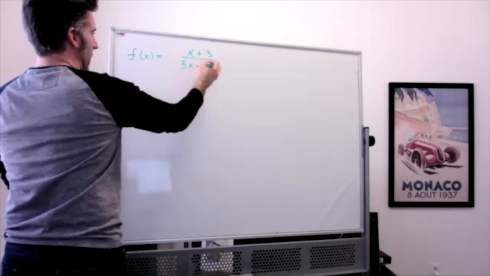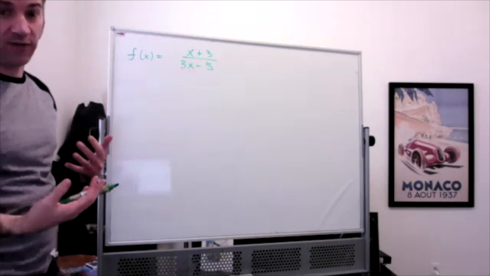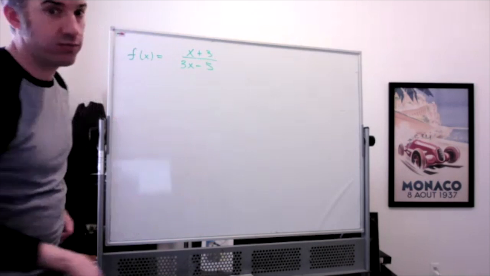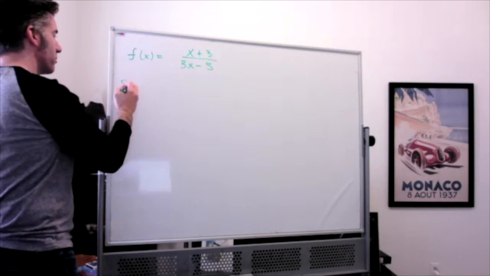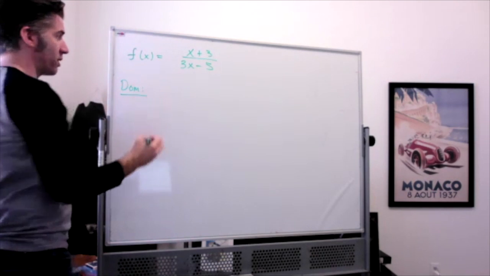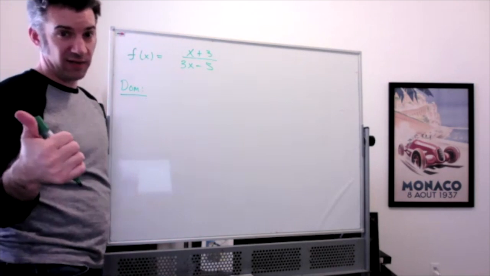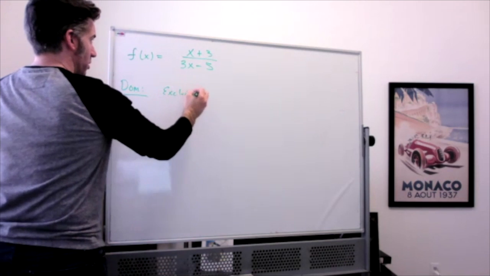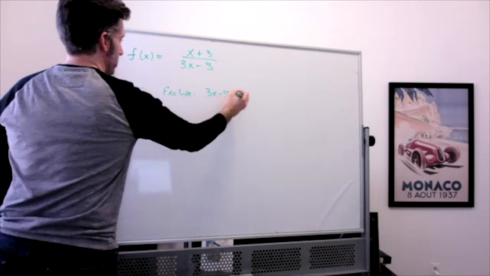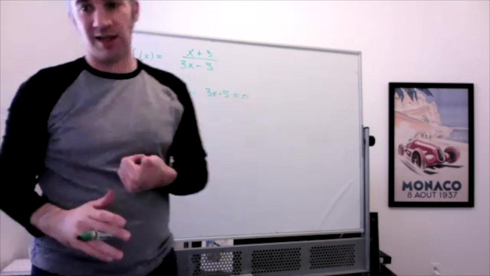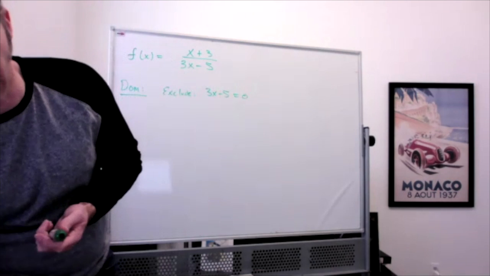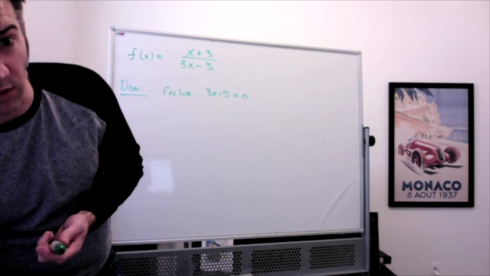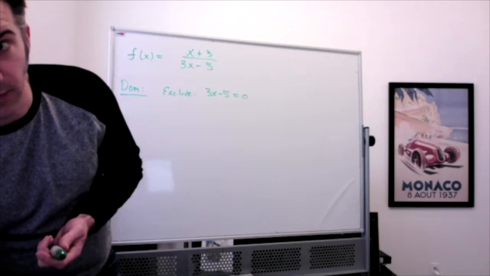We probably could graph this one and figure out the domain and range graphically, but we're not going to. So for the domain, usual stuff: we know we can't divide by 0, so we're going to exclude where the denominator is equal to 0. We also can't take the square root of a negative, and we can't have a logarithm of a negative or 0, but neither of those are issues for this particular problem, so we're not going to worry about them.